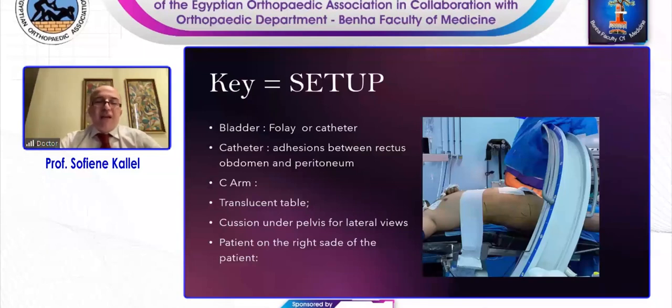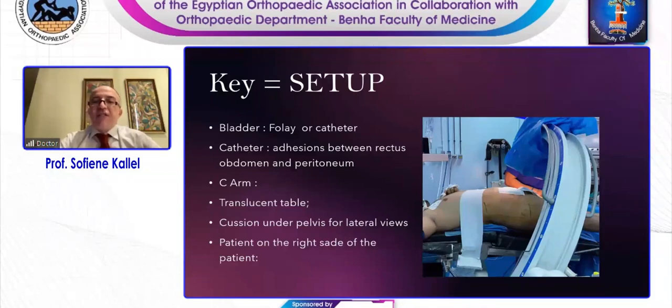The key in treatment of this type of fracture is the setup. Setup is the key to success of this type of osteosynthesis. You need first of all to put a Foley catheter in the bladder. Some patients come to the hospital already with their catheter, which has been done in other hospitals. The problem with the catheter is that it creates some adhesion between the rectus abdominis and the peritoneum, and we should be aware of that and of the difficulty of how to separate this space and to treat this adhesion.